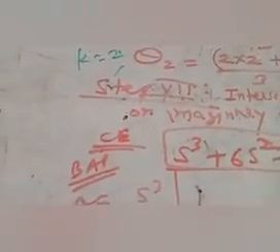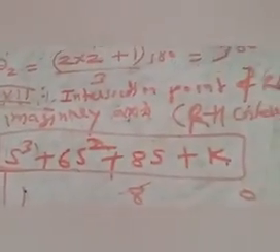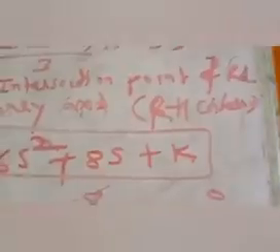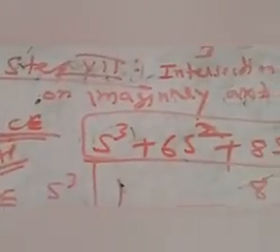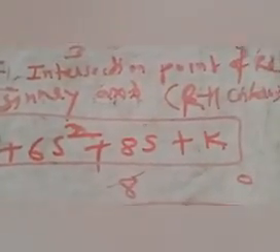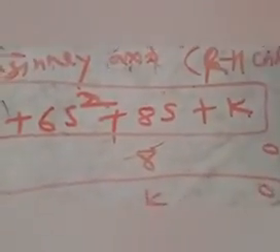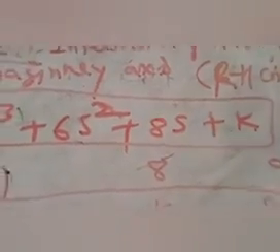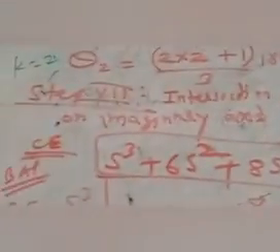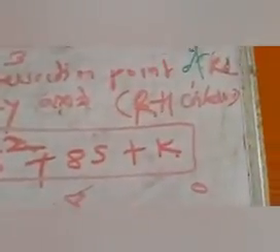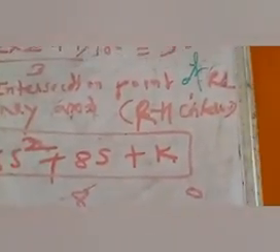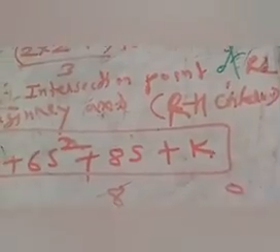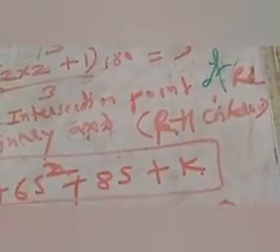The next step, very important: the intersection point of the root locus on the imaginary axis. So apply the RH criteria. There is also one more intersection point.